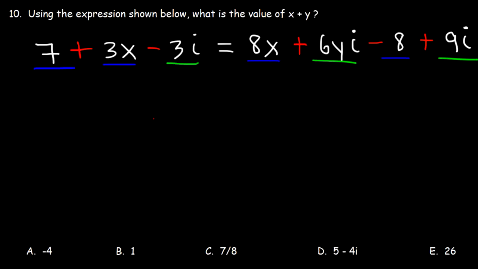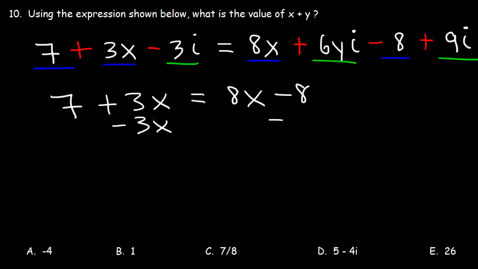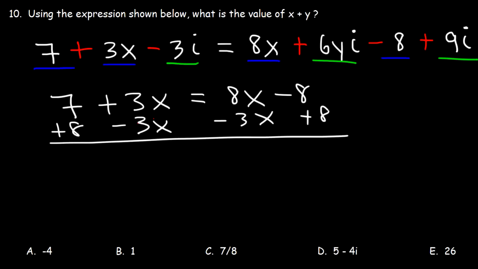So let's find the value of x. Let's write an equation that only contains real numbers. So 7 plus 3x is equal to 8x minus 8. So let's subtract both sides by 3x. And let's add 8 to both sides. 7 plus 8 is 15. 8 minus 3 is 5. So 5x is equal to 15. And 15 divided by 5 is 3. So x is equal to 3.